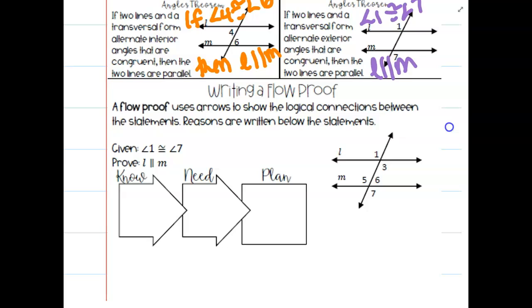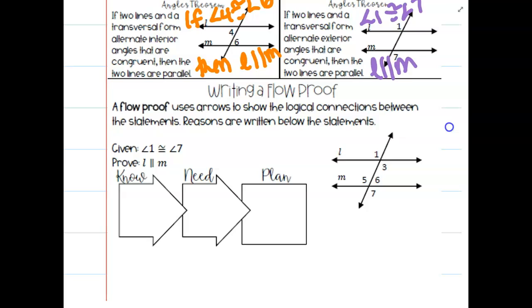Maybe you'll like the flow proofs and you'll want to use them. There's parts that I like about them, but overall, I definitely still prefer the two column proofs. So what a flow proof does is we organize, okay, here's what I know in my picture. In order to prove this, this is what I need. So let's come up with a plan. And then right below it, we're going to actually go through the proof.